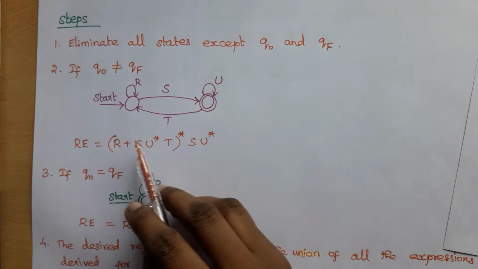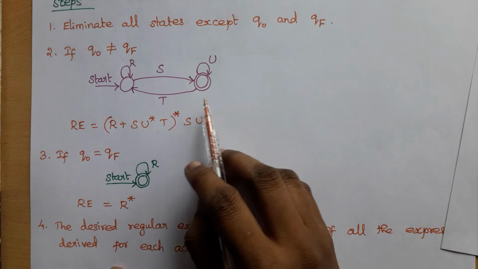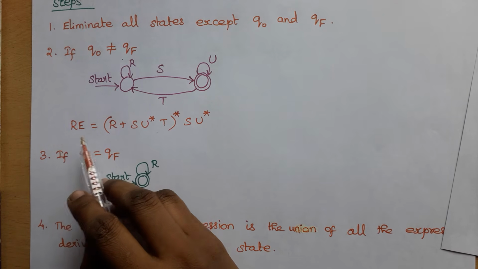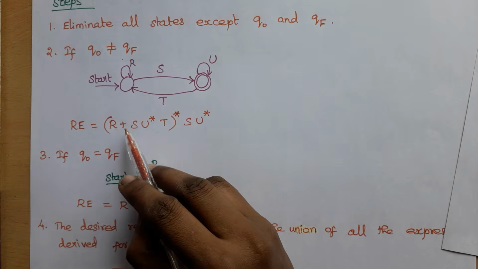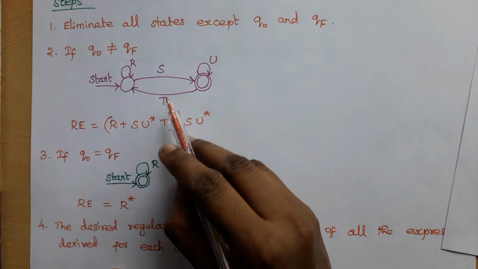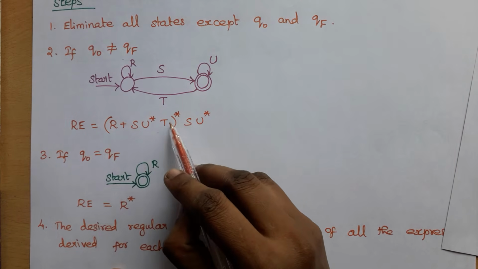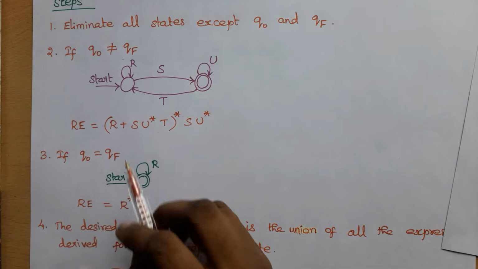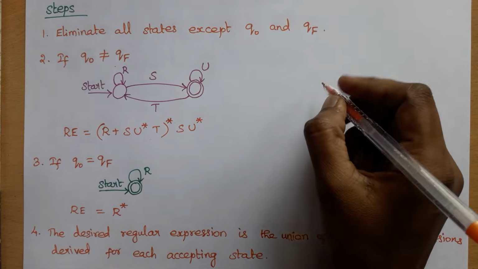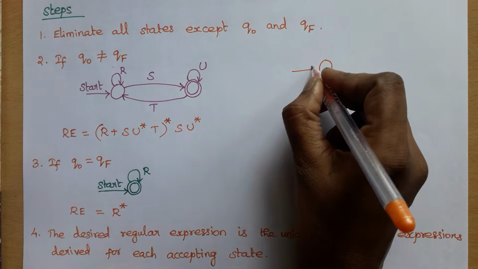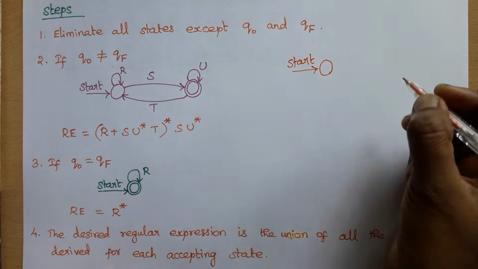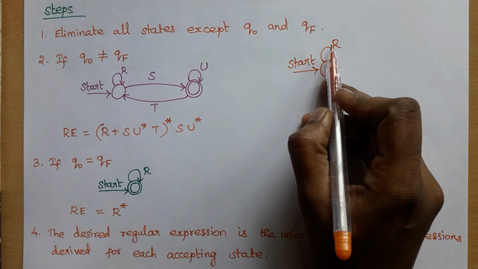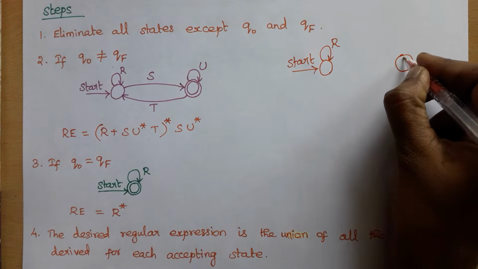So if we are left with this type of finite automaton, then how to write the regular expression? This is a formula. Regular expression is equal to R plus S U star T the whole to the power star S U star. Okay, now we will see how we have written this. So the state S, the start state has self transition on R, right? Then this is the final state.